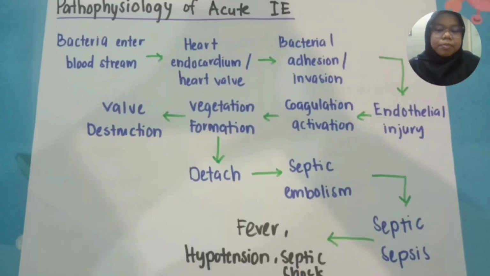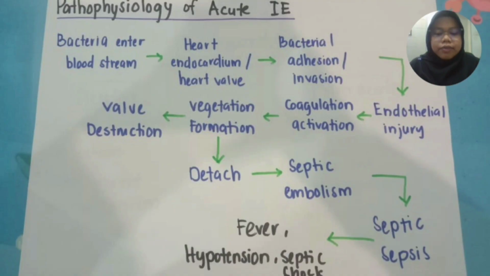Next, moving on to the pathophysiology of infective endocarditis. The pathophysiology is divided into the types of infective endocarditis. So first, the pathophysiology of acute infective endocarditis, starting with bacteria entering the bloodstream through several routes of infection, like using an infected IV catheter and others.